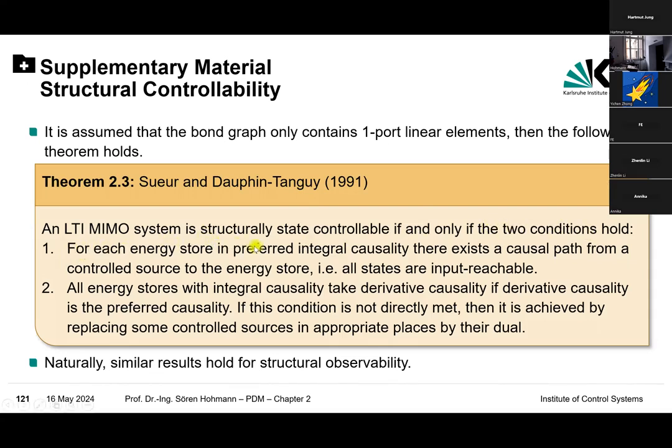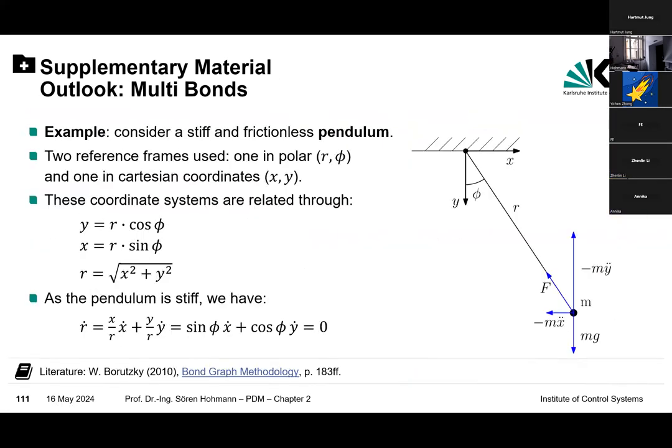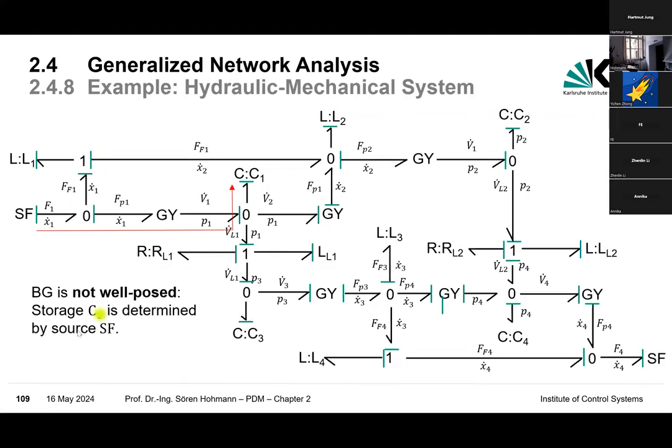For each energy storage in preferred integral causality, there exists a causal path from a control source to the energy store. This means all states are input reachable. To give you an example, back to this example, there's the source, and there exists a causal path to the inductance. Obviously, this inductance is controllable. Obviously, we have this storage is controllable structurally.